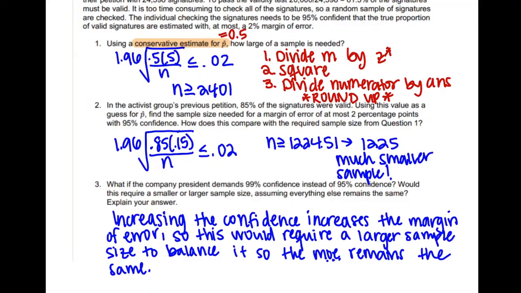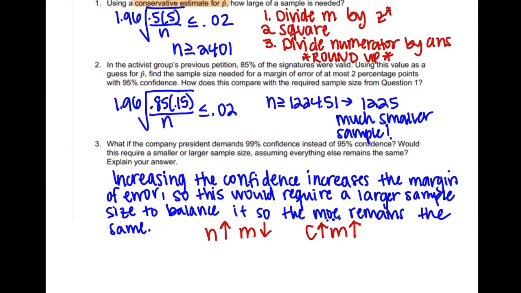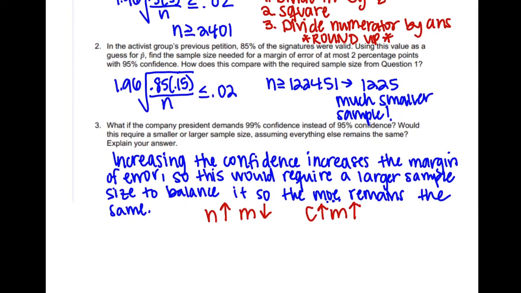And then for number 3, I just want to remind you a couple of things. As n goes up, your margin of error goes down. And as your confidence level goes up, your margin of error goes up. And so if we wanted this margin of error to stay the same, and we're increasing our confidence, then we have to increase the sample size to counterbalance it.